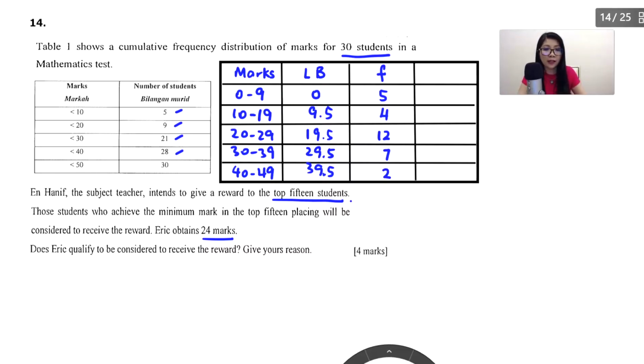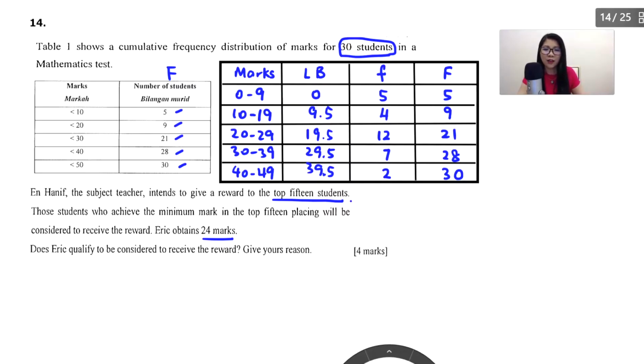So next we're going to find the cumulative frequency. For this, I'm going to use 5. That's the first one. And the next one will be 5 plus 4 is 9. Then 9 plus 12 is 21. 21 plus 7 is 28. And 28 plus 2 is 30. The last one is always the same as the total, which is 30 students. And it's actually the same as this. You see or not? It's actually the same.